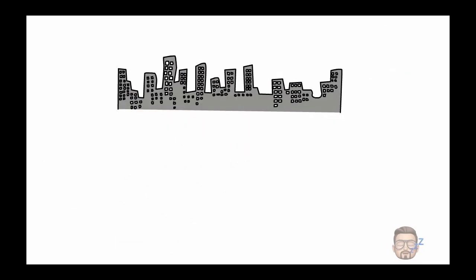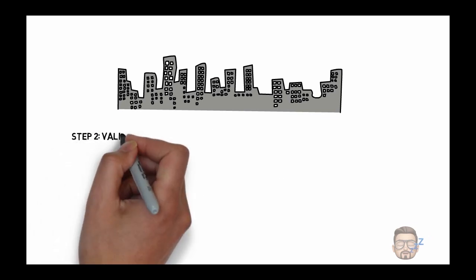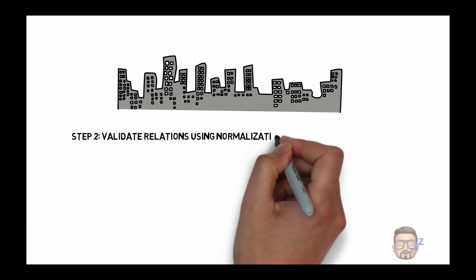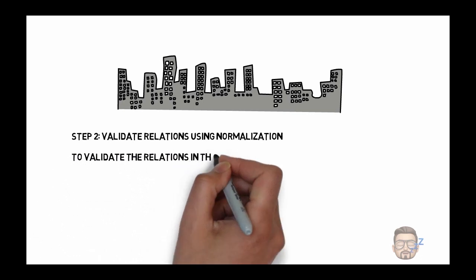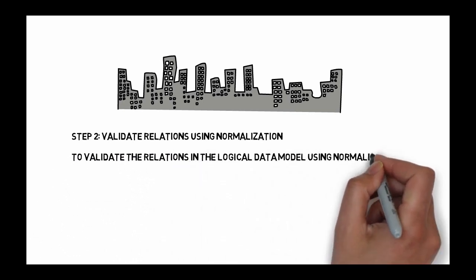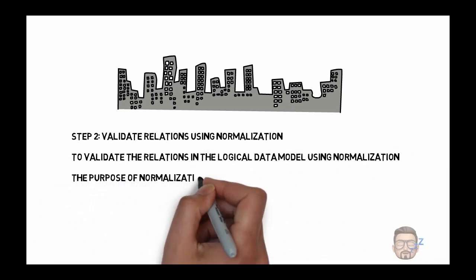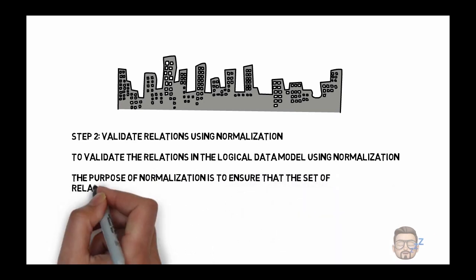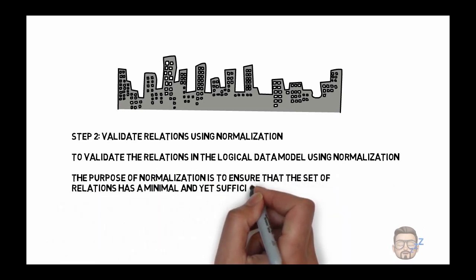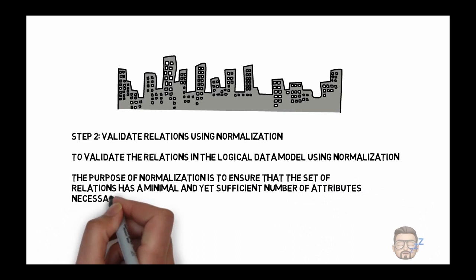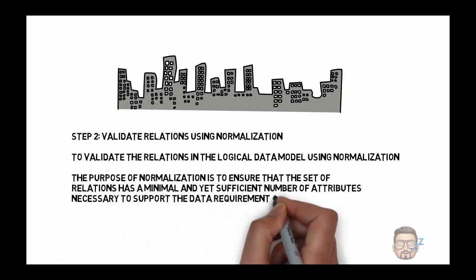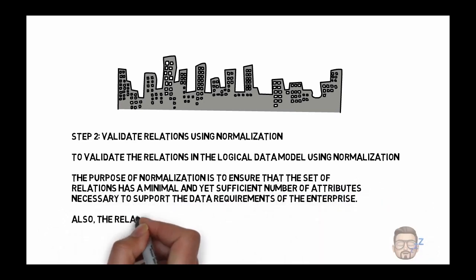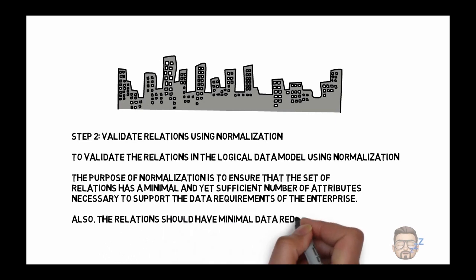The next step is to validate the relations in the logical data model using normalization. The purpose of normalization is to ensure that the set of relations has a minimal and yet sufficient number of attributes necessary to support the data requirements of the enterprise. Also, the relations should have minimal data redundancy to avoid the problems of update anomalies.